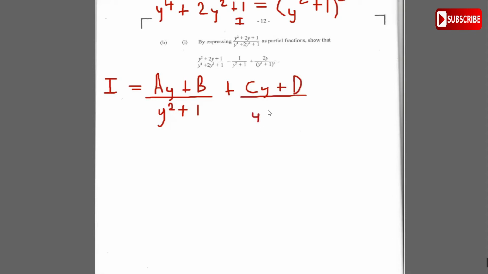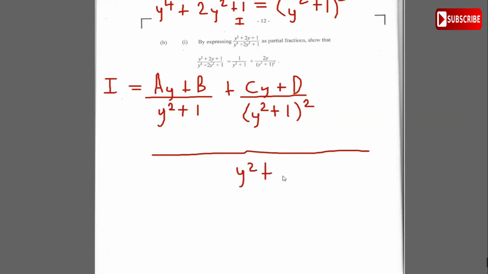Nice and easy. So there's no issue with this question. This is how you separate it in partial fraction. All right, so let's go ahead and continue. Continuing this now, all we need to do is express this as one fraction first by finding the common LCM, which we know is y squared plus 1 all squared.